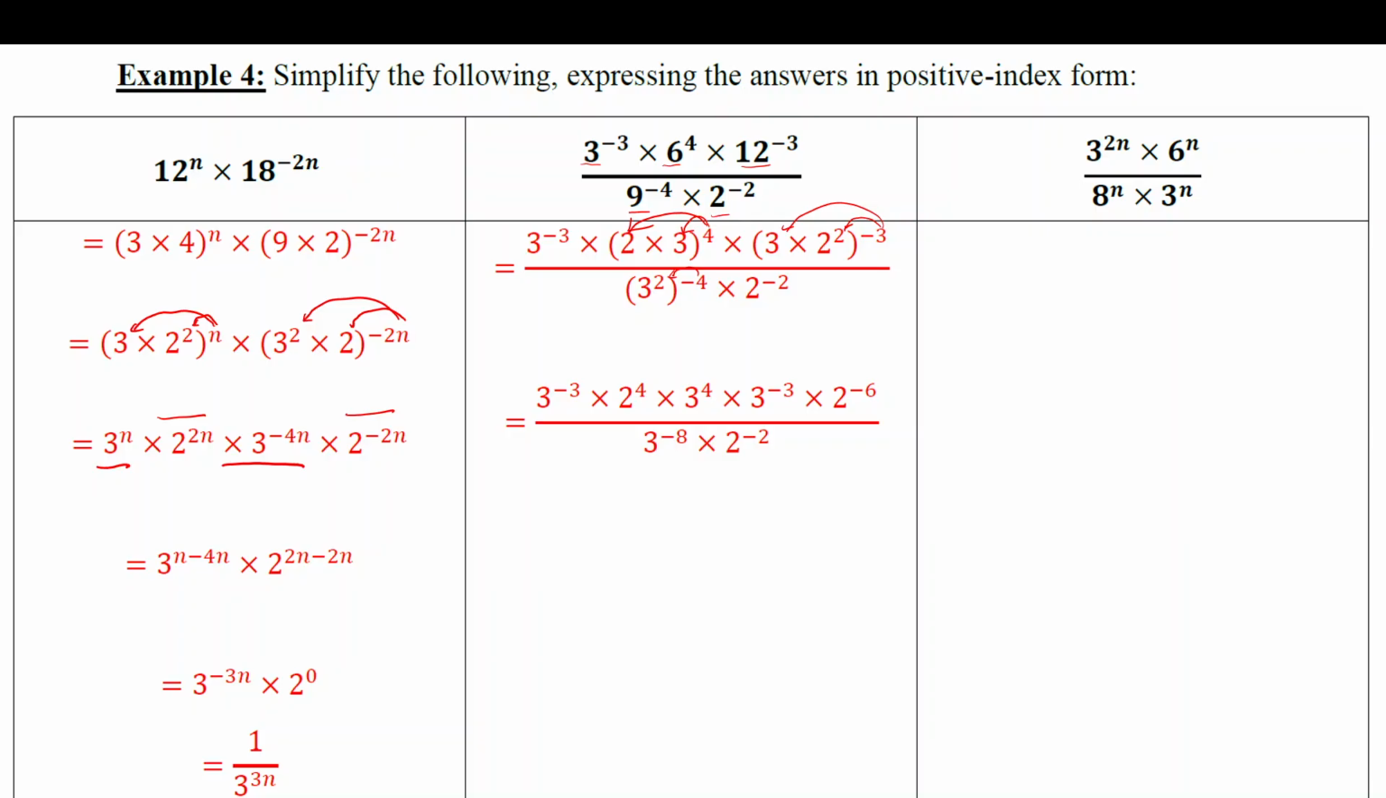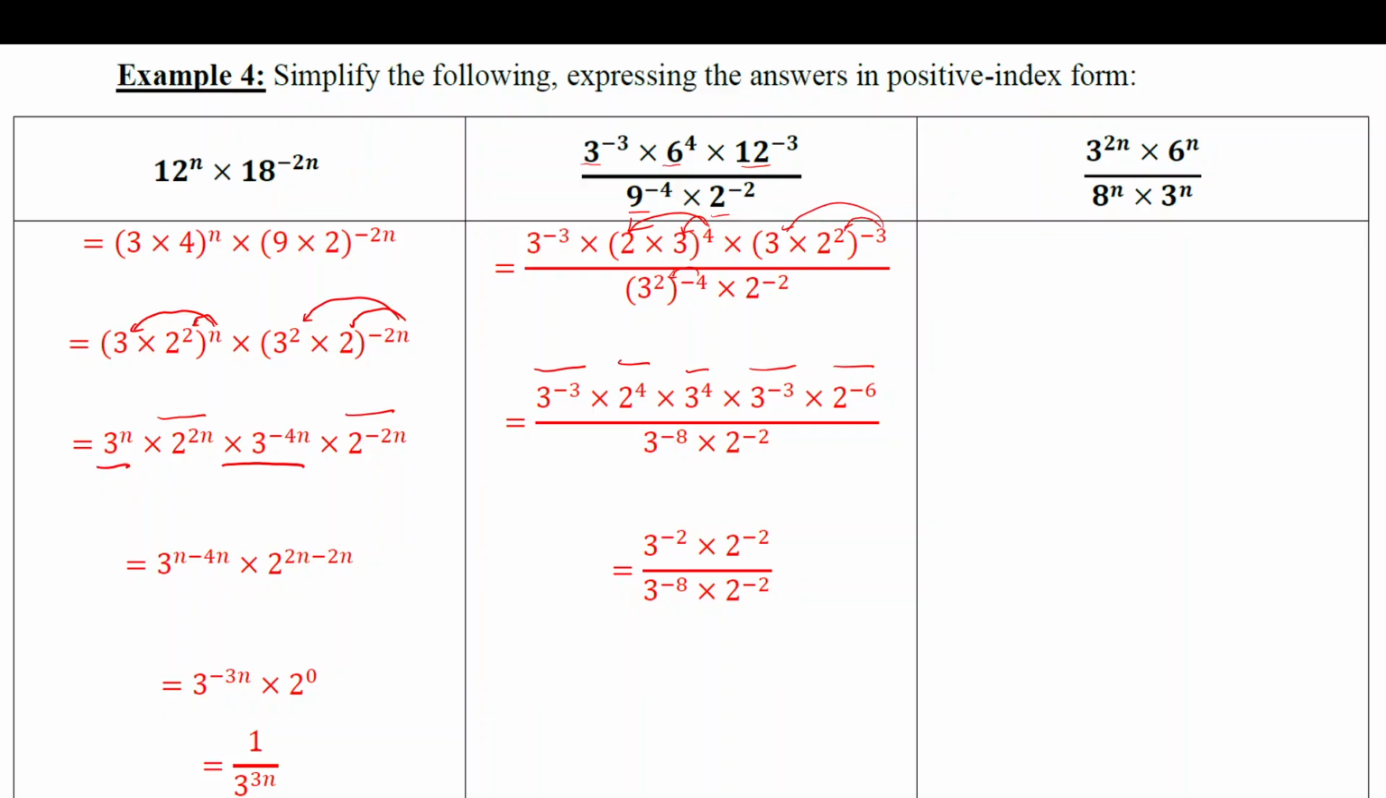Okay, and now what we want to do is anything that's grouped up. So let's go for all the 3's. Negative 3 plus 4 is 1. Take away 3 is negative 2. And here we have 4. Take away 6 is negative 2.